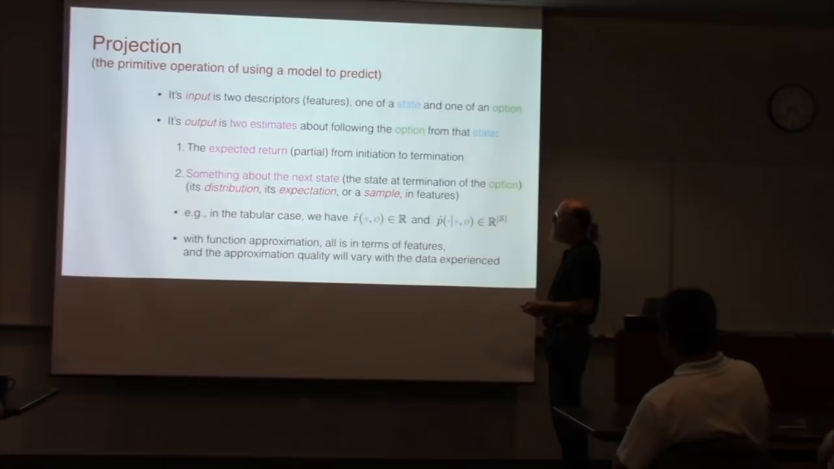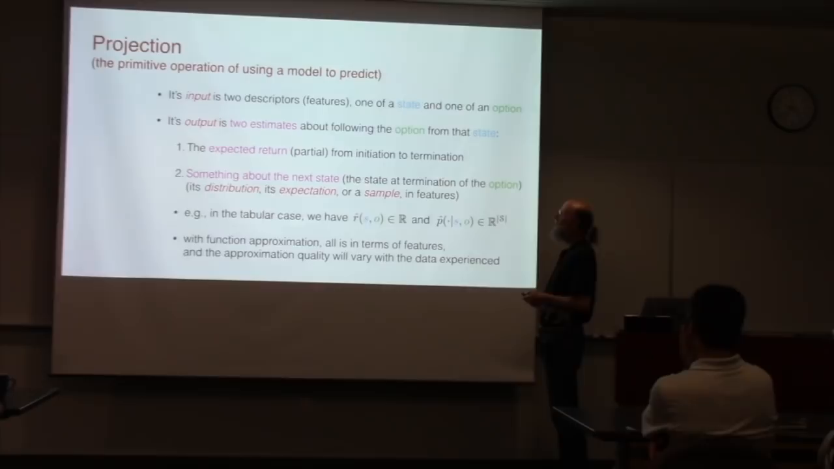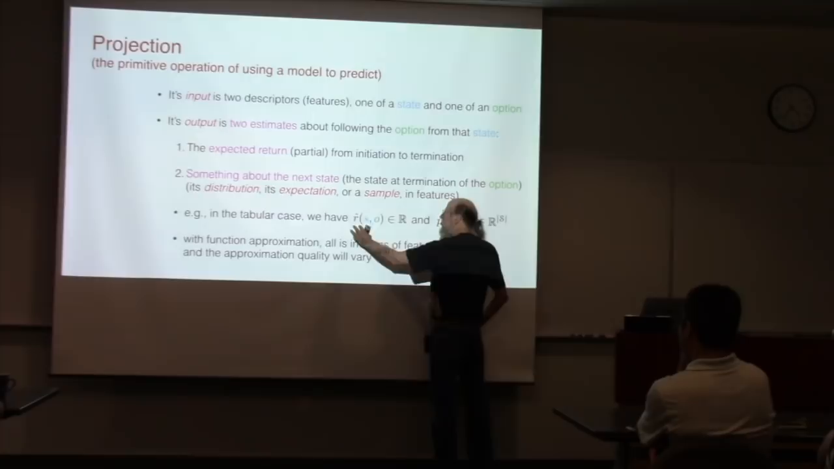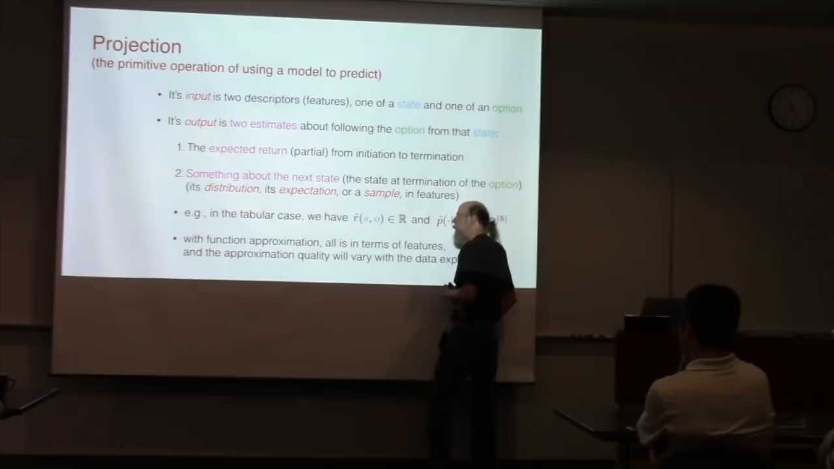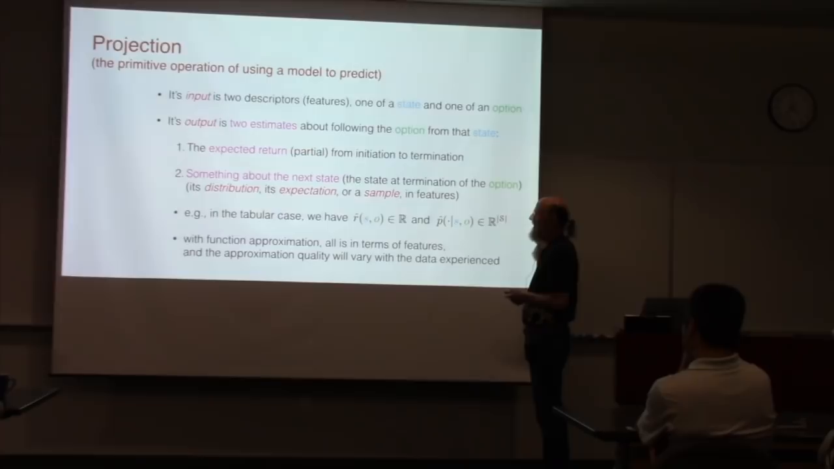One is the expected return while you're following the option. That's going to be something like the amount of reward you'll get if you start in that state and you follow that option until the option is done. That's a generalization of R hat. And the other one is you're going to say something about the next state. I have to be vague because there's a branch point here.